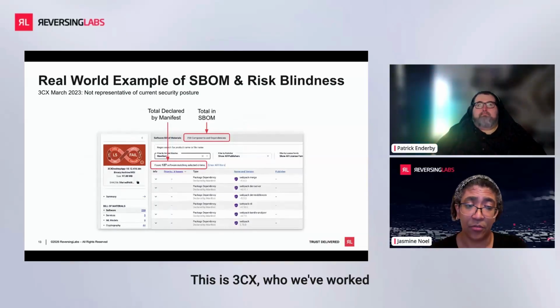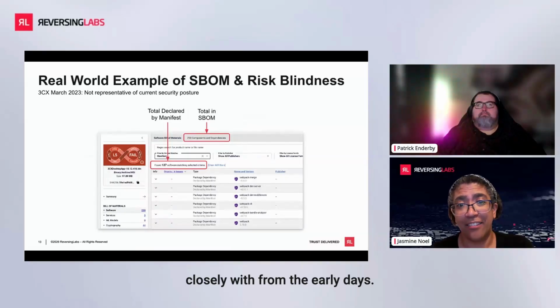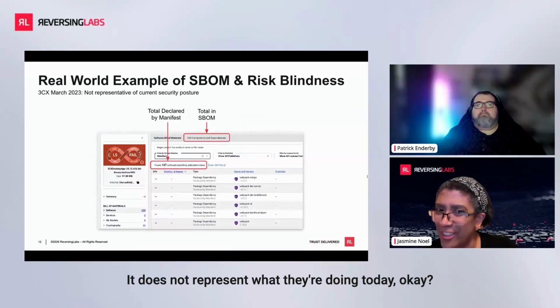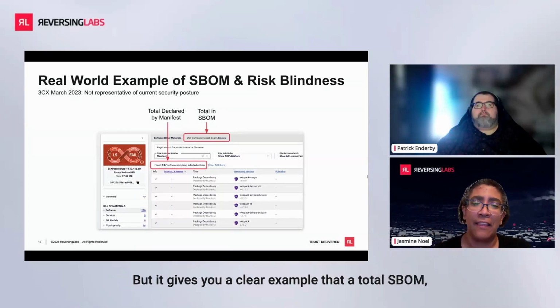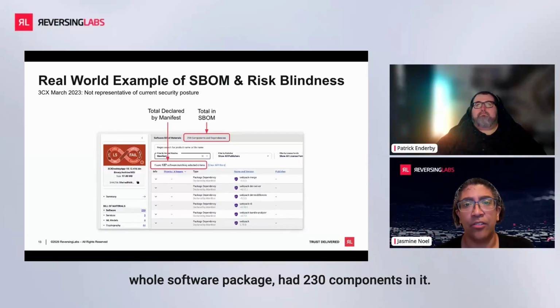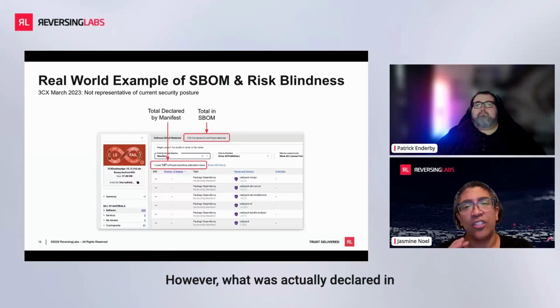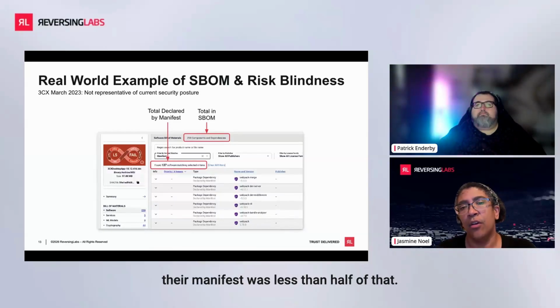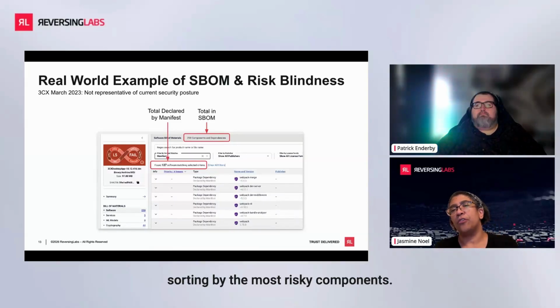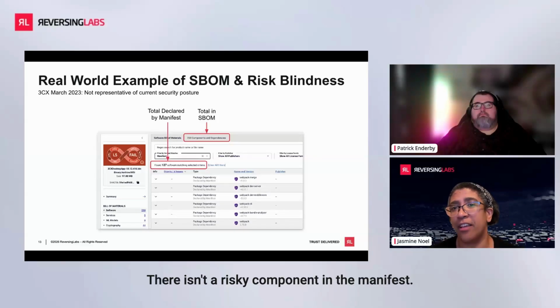This is 3CX, who we've worked closely with from the early days. Now, again, this is from that original compromise. It does not represent what they're doing today, okay? But it gives you a clear example that a total SBOM, which is what we created when we analyzed their whole software package, had 230 components in it. However, what was actually declared in their manifest was less than half of that. And if you look, this picture here is sorting by the most risky components. There isn't a risky component in the manifest.